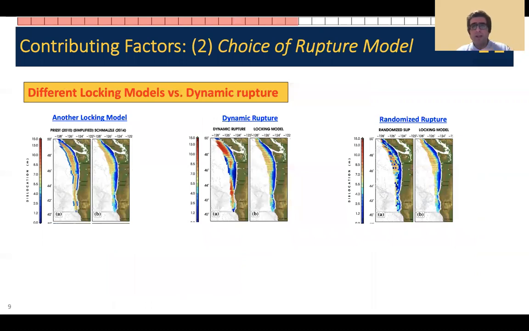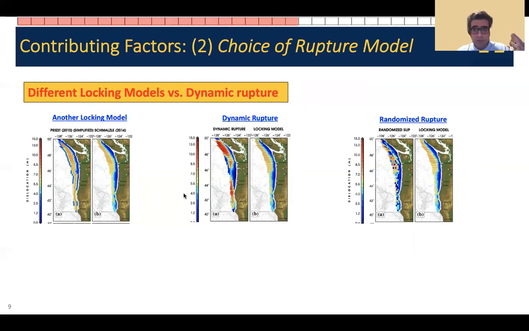Now, the second factor is obviously the choice of locking model, the choice of rupture model. Remember, I told you that I used a specific form of Gina Schmalzle's locking model. And the question is, what happens if I change the locking model to something different?